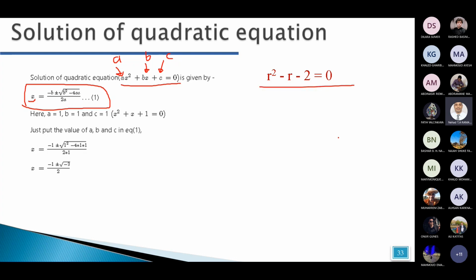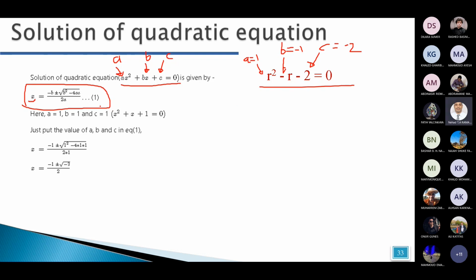Let's apply it to our equation. This is our equation. To apply it, we need to know a. Here a equals 1, b is minus 1, so b equals minus 1, and c equals minus 2.